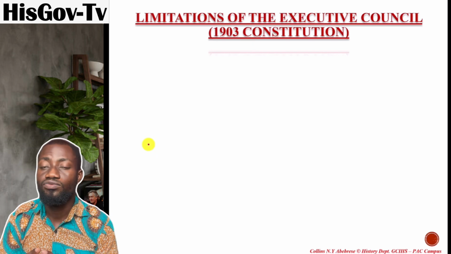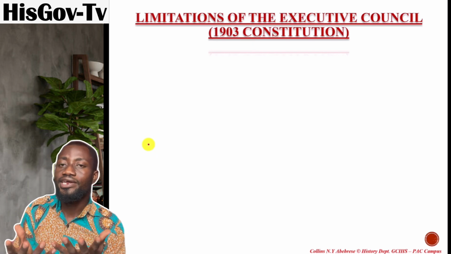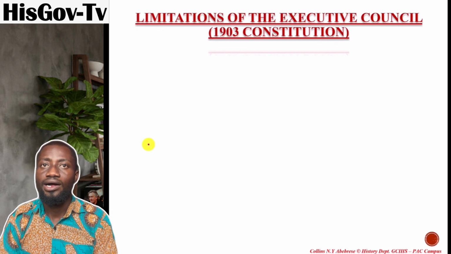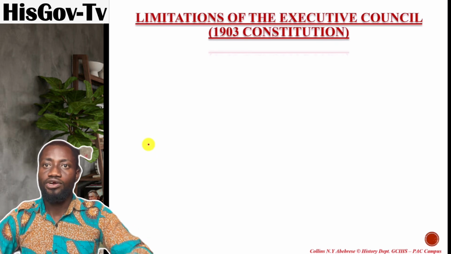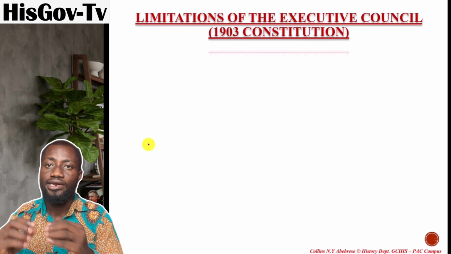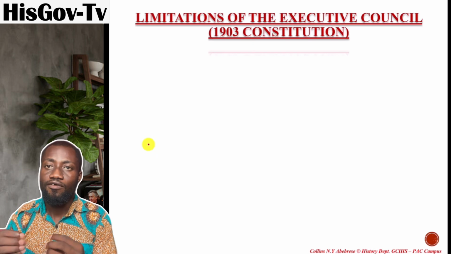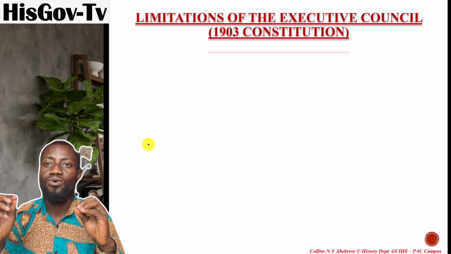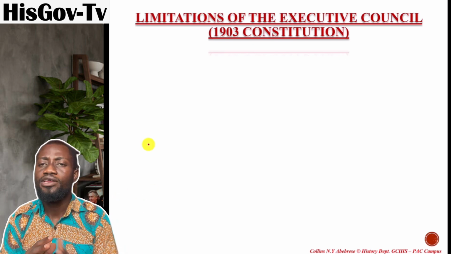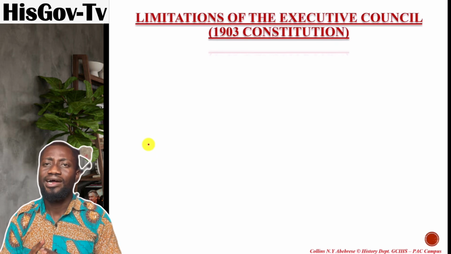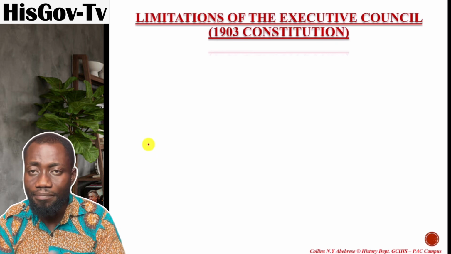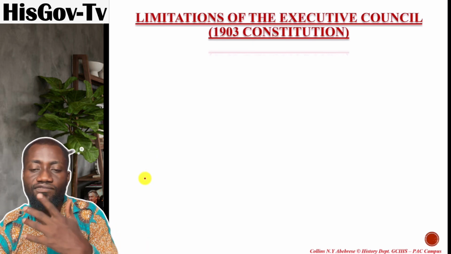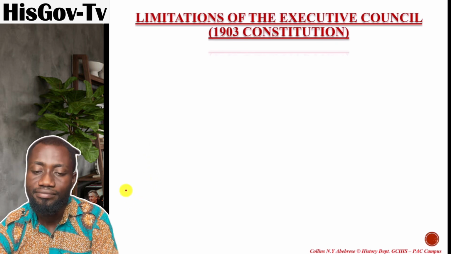Now, when we talk about the limitations, we are just talking about the weaknesses, what you find wrong or undemocratic about the council, or the composition or the nature of the council. And that is what we term the weakness of any council. So in your own mind, what do you consider awkward or undemocratic about the members of the Executive Council? I've already talked about some of them. So let's see if what I talked about is what you are thinking.